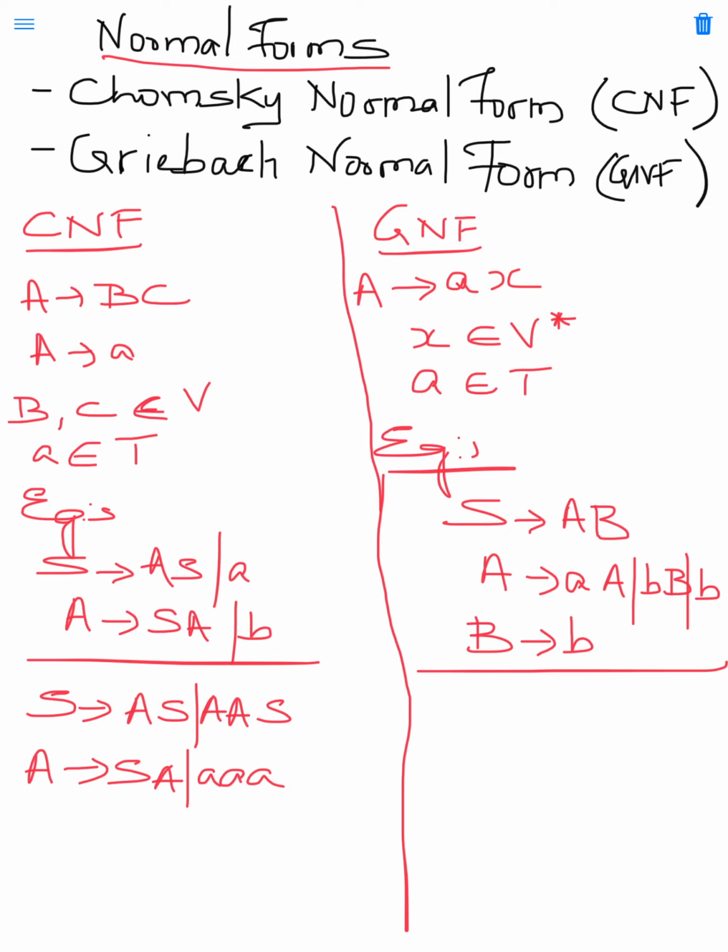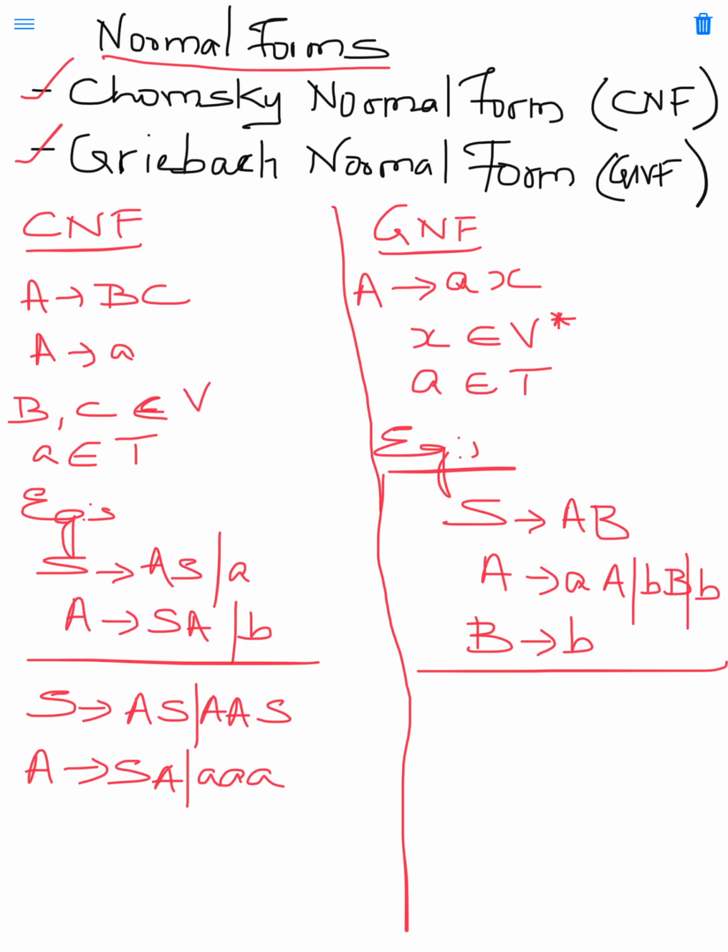So next is related to the normal forms, in which some restrictions will be given to the right hand side of the context-free grammar. And there are two forms, that is Chomsky normal form and Greibach normal form. Both vary in the restrictions given on the right hand side of the productions.